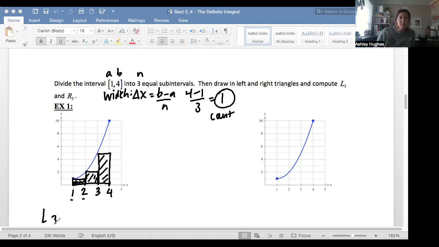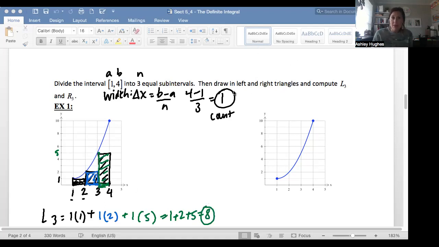So my left-hand estimation would be: the width of this is 1. The height of this is also 1 for that first rectangle. Then my second rectangle, the width is also 1. The height is right here, which is 2. And then for my third rectangle, the width again is 1, because they're equal, and then the height is actually at 5. So the area of these rectangles, we add them all together: 1 times 1 is 1, plus 2, plus 5, so 8. So that would be a left-hand sum.